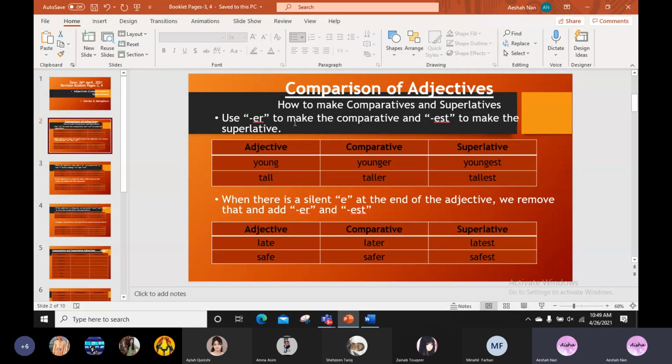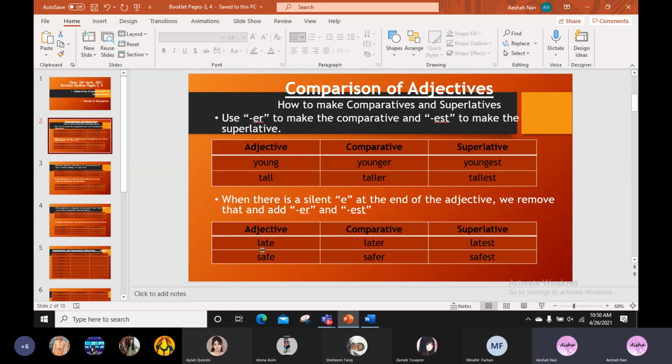And to make the superlative form, we add est at the end. Now the adjectives young and tall are the usual adjectives. We just need to add er to make comparative forms and est to make the superlative forms. Younger, taller, youngest, tallest. When there is a silent letter E at the end of the adjective, we remove that and add ER and EST.